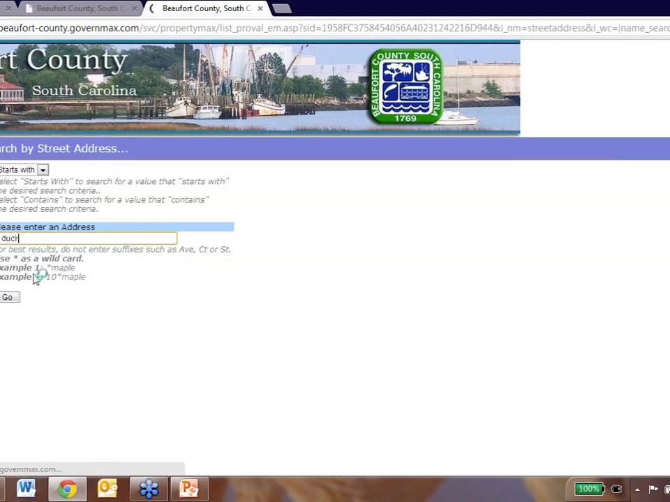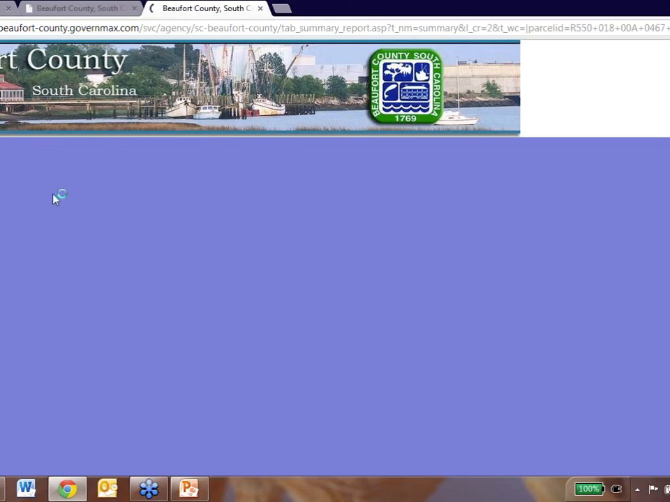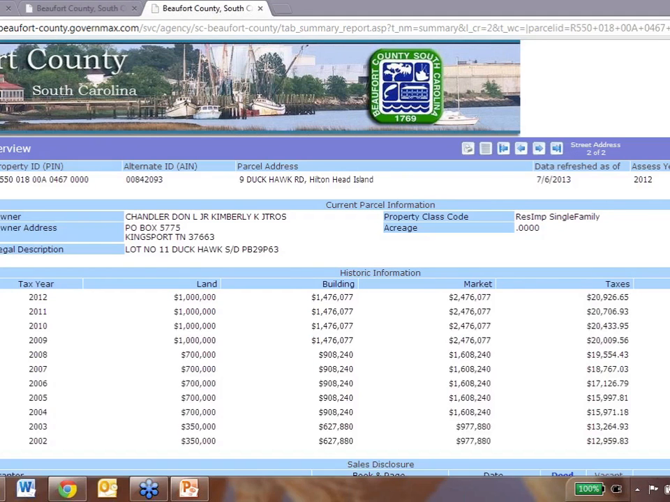Okay, 9-deck Hawk Road. All right, this is a non-primary residence. Currently, the market value of the property is $2,476,000. This person's property is also capped, and it's probably capped at around $2 million. But look at their property taxes, what they're paying. They're paying percentage-wise over double what the individual resident is paying.